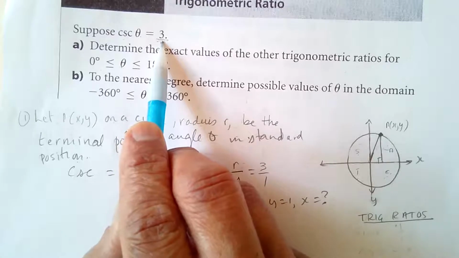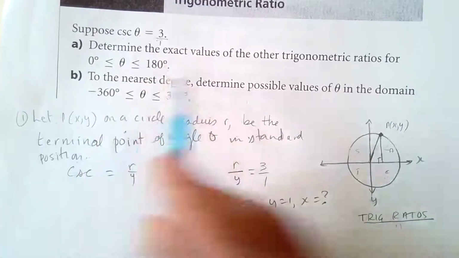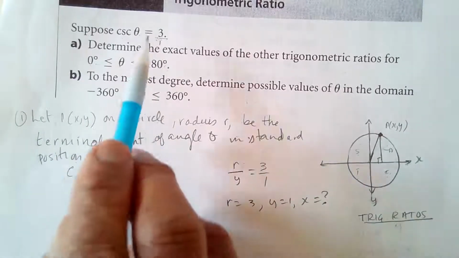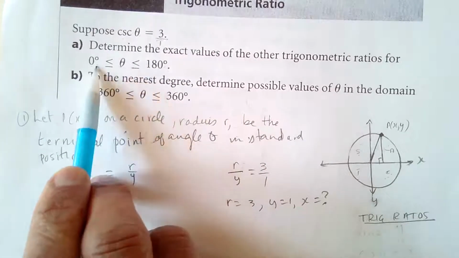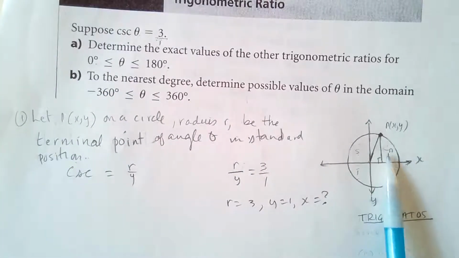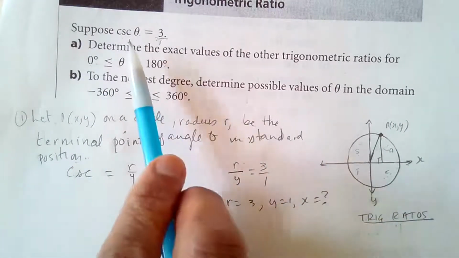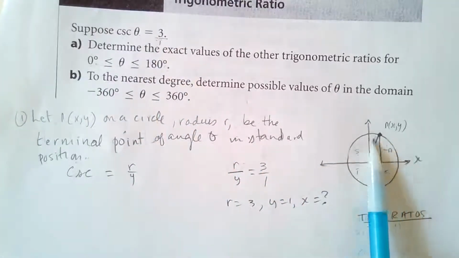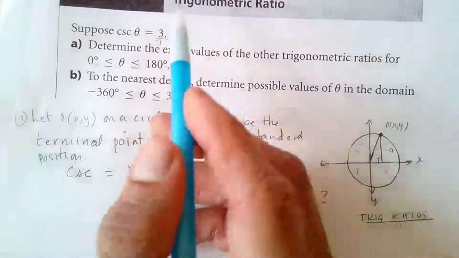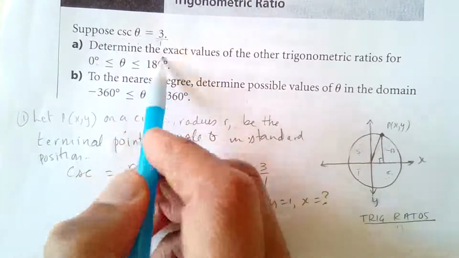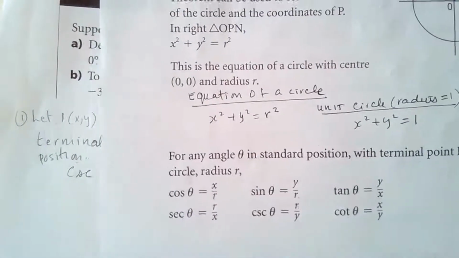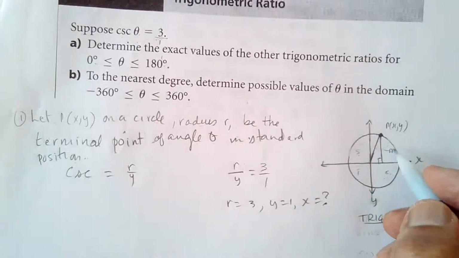But it's restricted between 0 and 180. So we will not consider 180 to 360 because they restrict the domain between 0 degrees and 180 degrees. So we only consider quadrants 1 and 2. Since cosecant is positive, we'll only consider quadrant 1 in this case. So we're given cosecant 3 over 1, which from our trig ratio is R over Y.